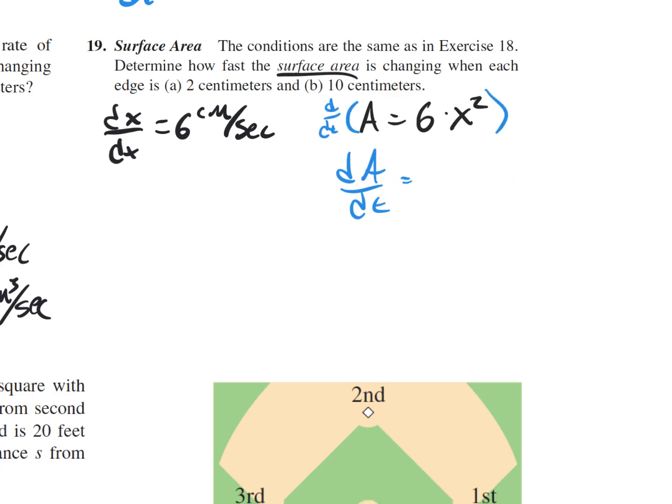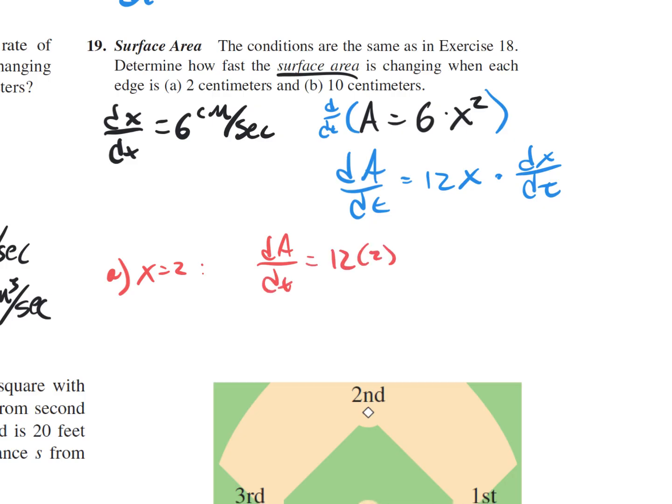Equals, now do this implicit here, okay? So drop the 2 times 6 is 12, x to the first times dx/dt. Okay? And now plug in what we know. Well, we got our 2 parts first of all. So when the edge x is 2, then we have dA/dt is 12 times 2 times dx/dt is 6. That's 12 times 12, or 144. Okay, and this is a change in the area, so this would be square centimeters per second.